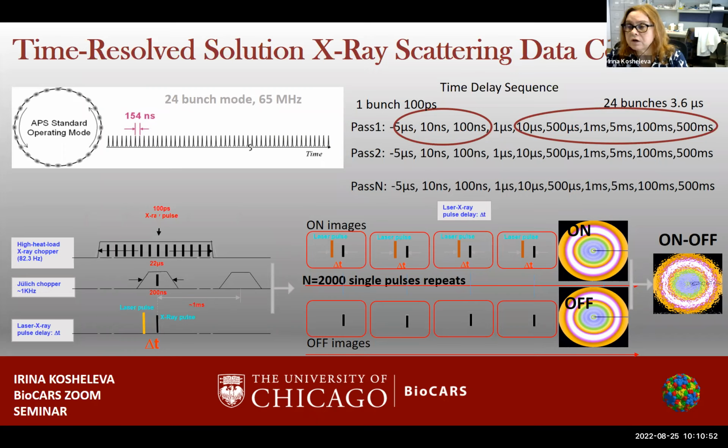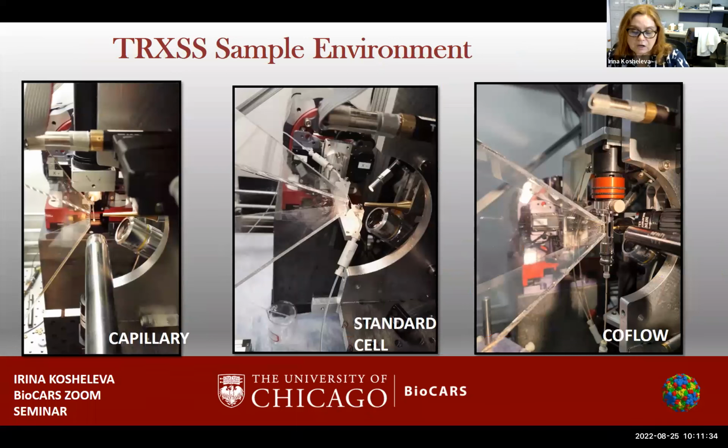It really depends on the time resolved signal and the statistics. In each pass, we normally collect off images. It's either negative time delay, when the X-ray comes first and the laser comes second, or it's just off images. And then software corrects and averages images, normalizes, then takes on and off, and we have arrays of on and off time resolved scattering difference patterns as a function of time delays, and then process this data.